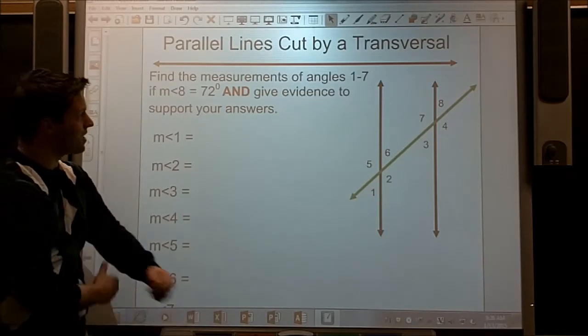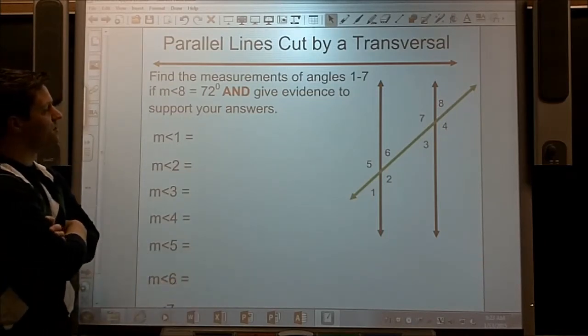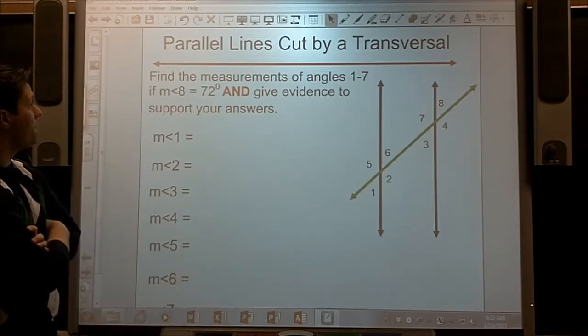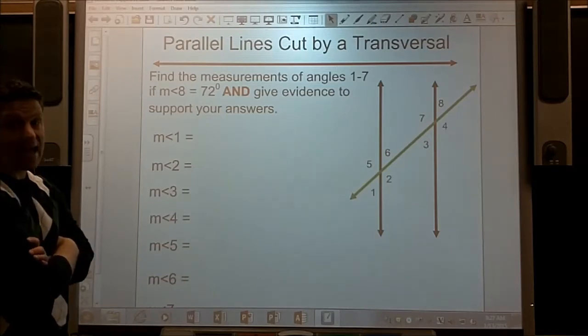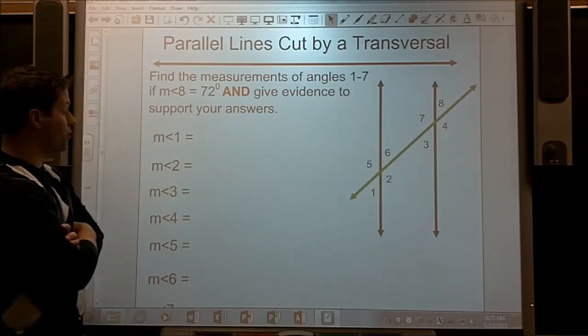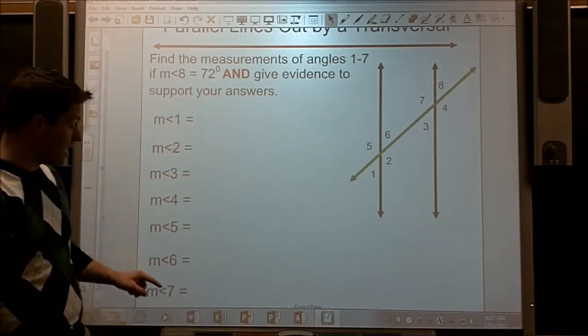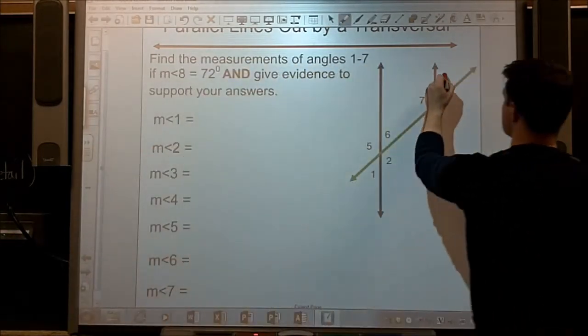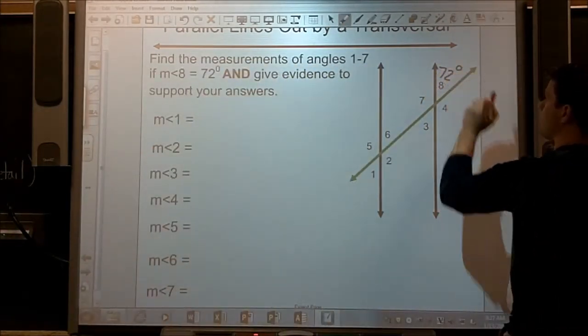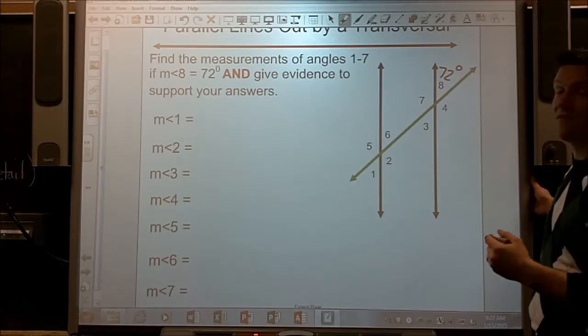All right, parallel lines cut by a transversal. Find the measurements of angles 1 through 7 if the measurement of angle 8 is 72, and give evidence to support your answers. Okay, let me scoot this down a little bit. We already know that angle 8 is 72. I'm going to fill in all these angles and then give evidence.